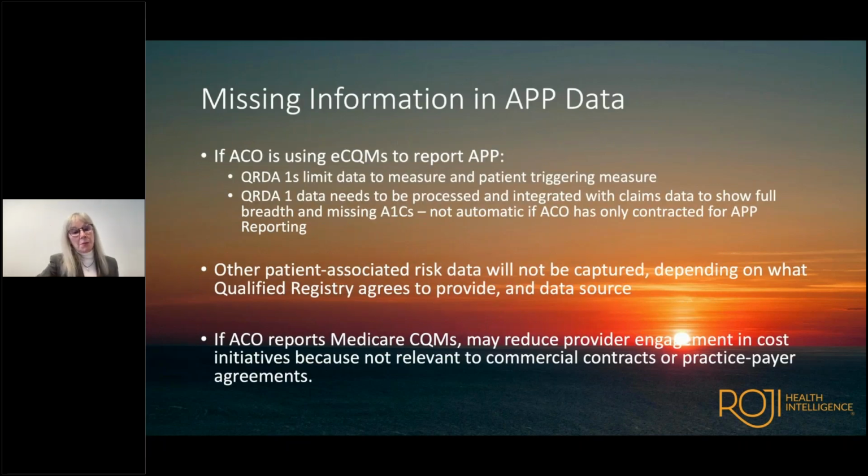What's the missing information with APP data? Well, a lot of this is dependent on how you're going to fulfill the APP numerators. So if you are collecting QRDA1s, meaning you want to do this by an eCQM, it may be harder for you to get the numerator data because it will need to be processed and integrated with claims data to show the full breadth of whatever's missing. QRDAs are limiting data to a measure in which a patient triggers. So there will be a lot of missing information on that. And if the patient doesn't have the test for the A1C, for example, you won't have that information at all. So that's an important thing to understand.